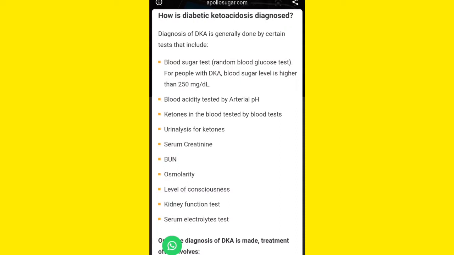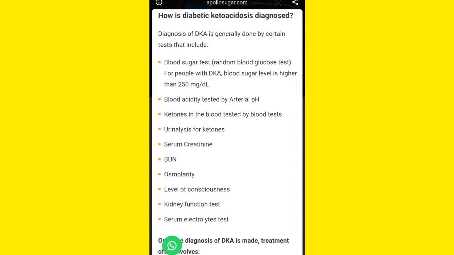And you can also do a urine test for the ketone. Generally the urine carries a lot of ketone. It flows a lot of ketone. So ketones are excreted through the urine, and you can check it by urine analysis for ketone.